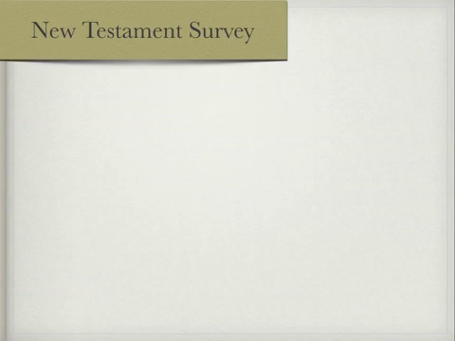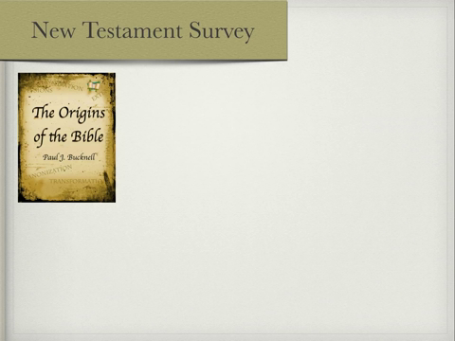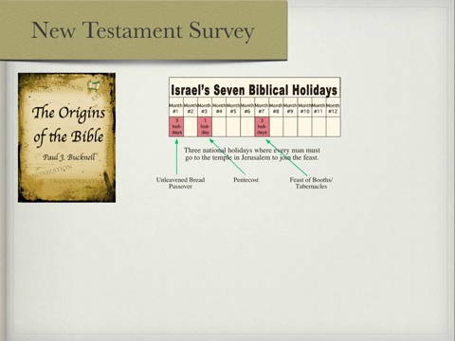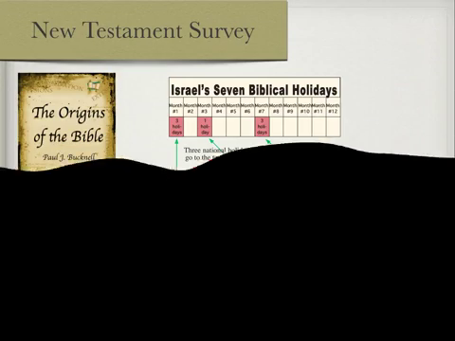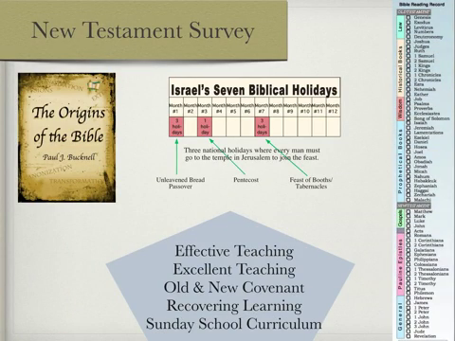In the New Testament survey, we have the origins of the Bible that speaks about the special texts as well as stating why the liberal critics are there and that the Bible is just very reliable. Israel's 7 biblical holidays is great for something like the book of John. Lots of resources, effective teaching, covering learning, all bonus articles that we put in there.